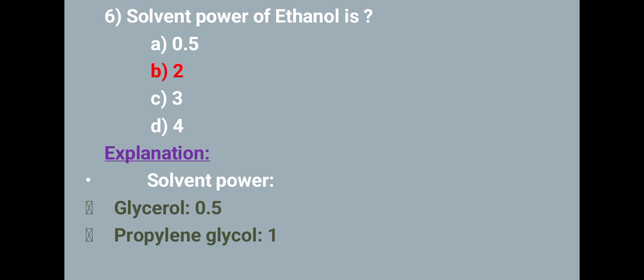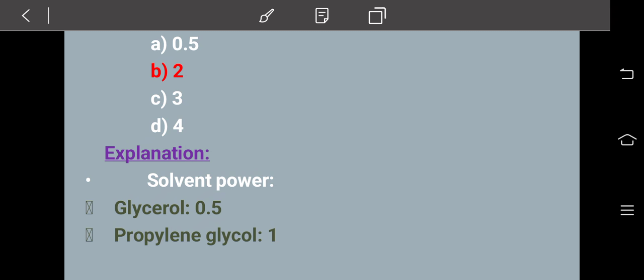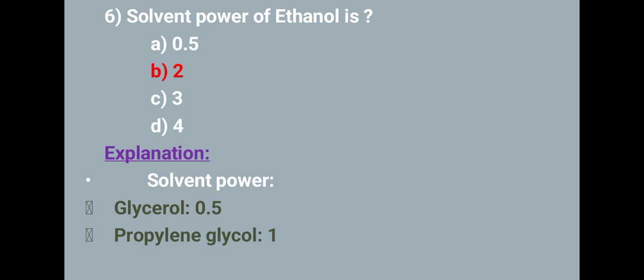Sixth question. Solvent power of ethanol is option A 0.5, option B 2, option C 3, option D 4 and the correct answer is option B 2. We can see some solvent powers. For example, glycerol has a solvent power of 0.5 and propylene glycol has a solvent power of 1.